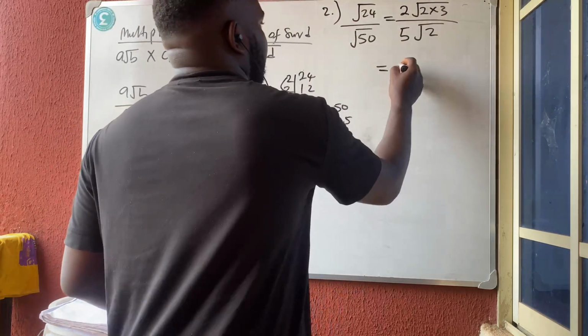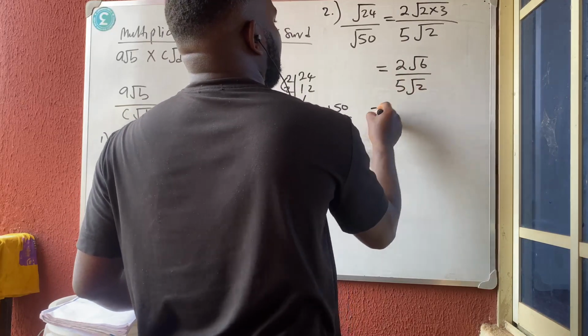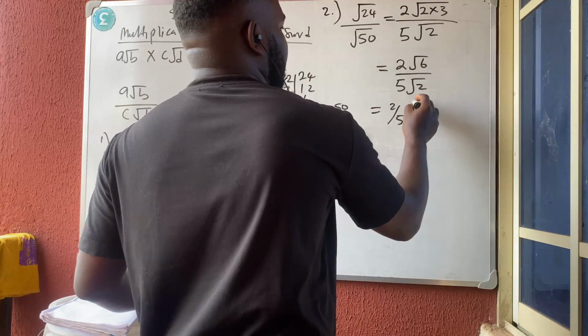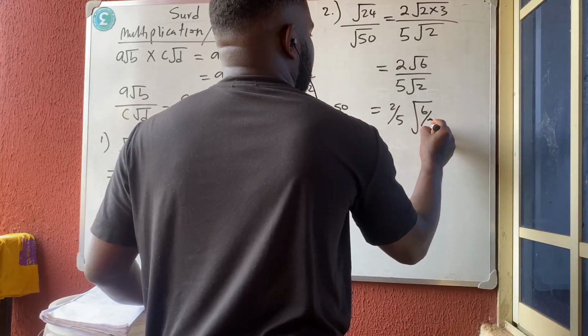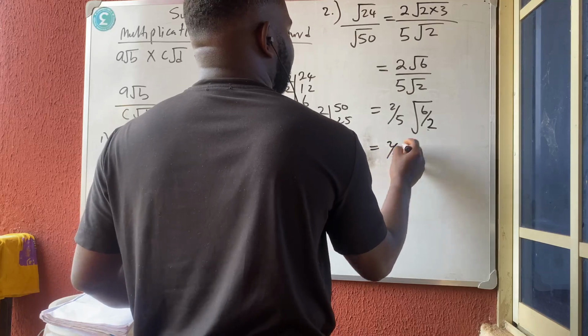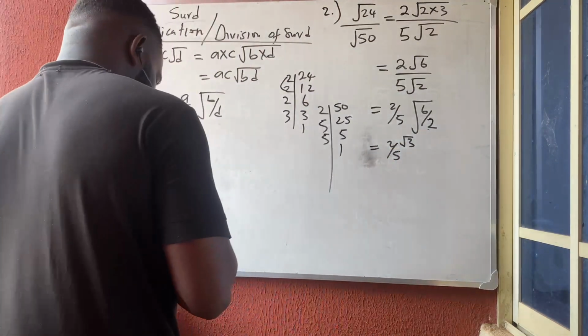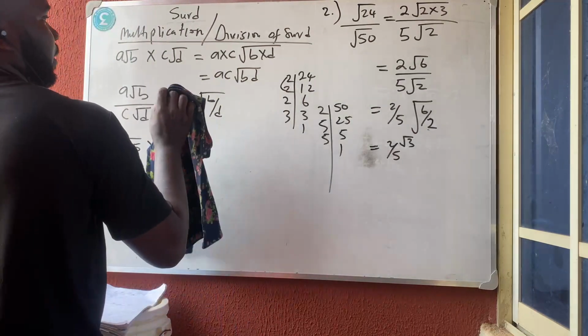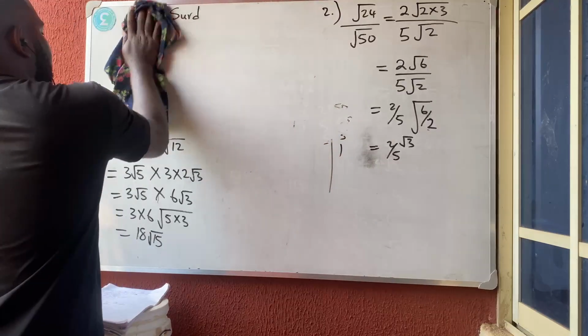So what do we have now? I'm having 2 root 6 over 5 root 2. So 2 divided by 5 separate, then 6 divided by 2. So what am I having? 2 over 5 root 3. As simple as that. Okay. The last question I'm going to solve here before we enter rationalization of surds.